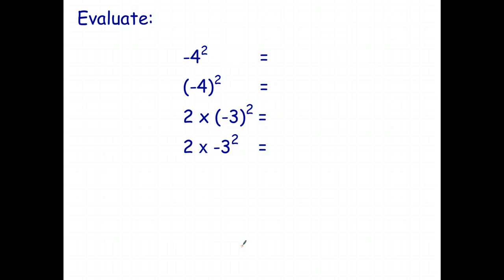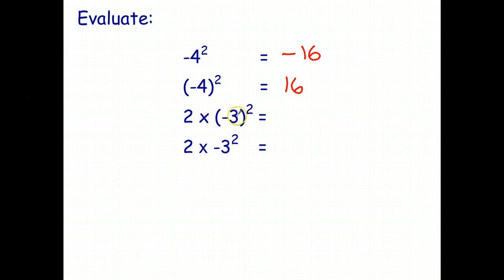Okay, let's have a look at the answers. In the first question, we square first, which is 16. 4 times 4 is 16, and we take the opposite of that. So that's -16. In the second question, we're squaring -4. That's -4 times -4. Well, a negative times a negative is a positive, so that's +16.